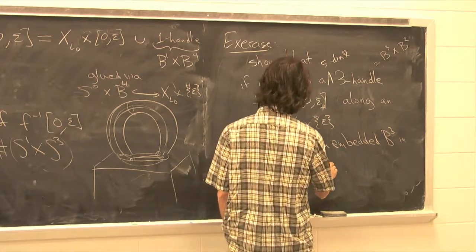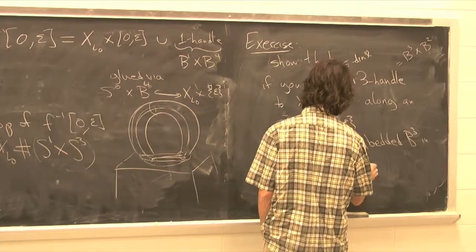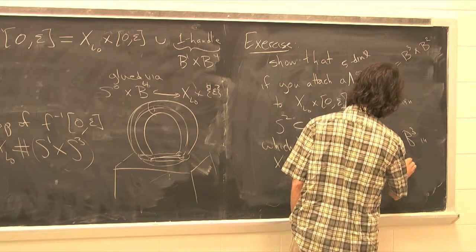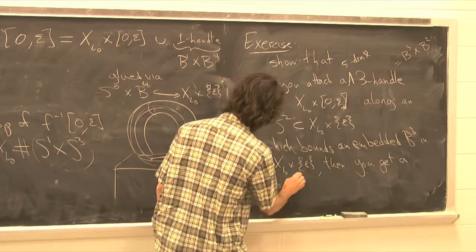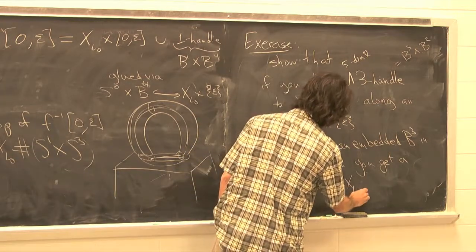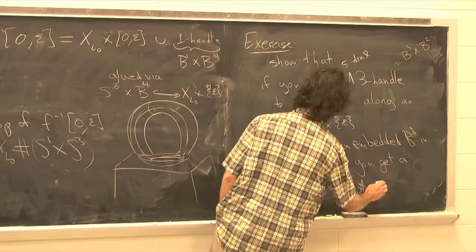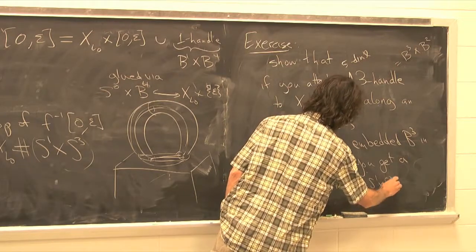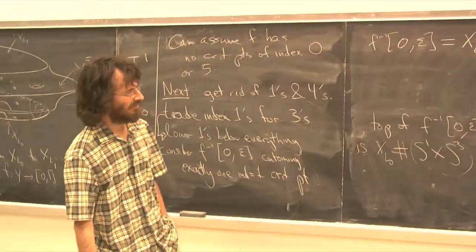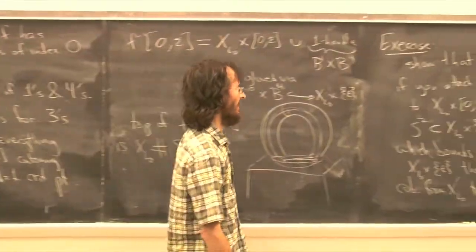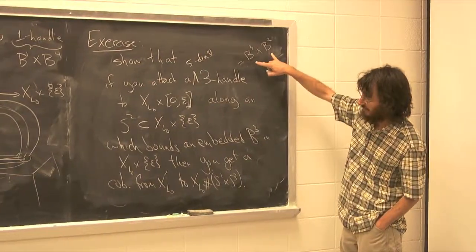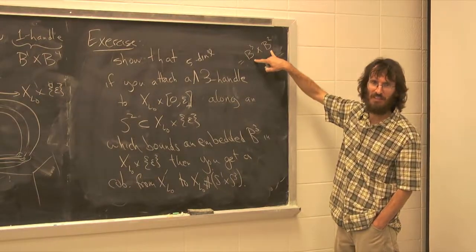Then you get a cobordism from XL0 to the same thing, XL0 connected sum S1 cross S3. So what's the basic idea? The basic idea is that basically you just have to understand what the surgery does, right?